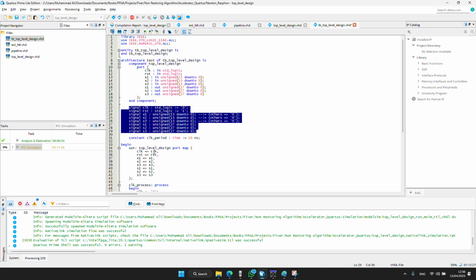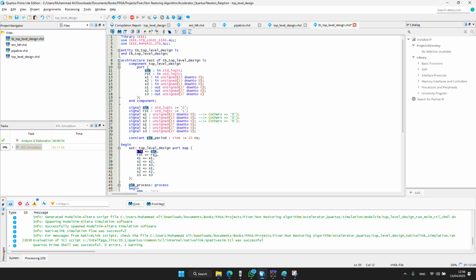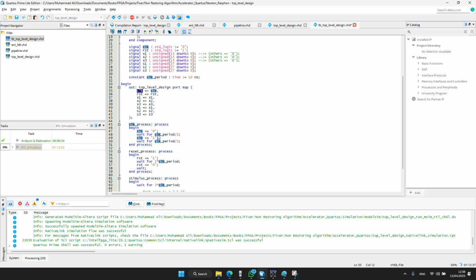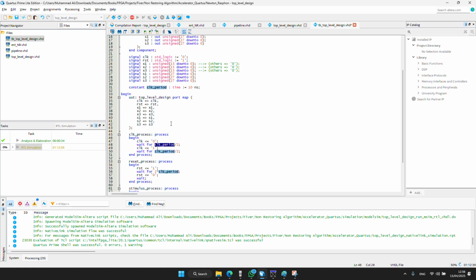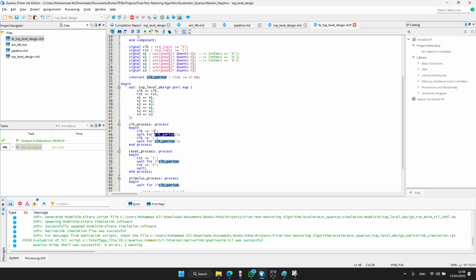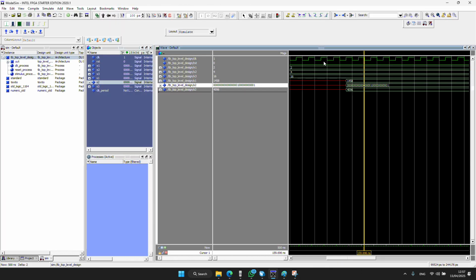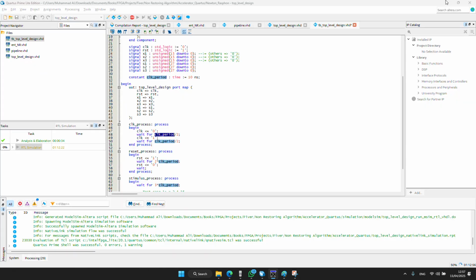Then we connect our test bench to our top level design. This is called the port map. Then we make a clock process. The clock period is 10 nanoseconds, so for half the clock period it will be 0 and for the other half it will be 1. As you can see in ModelSim, it is 0 for half the clock period, and for the next part of the clock period it is 1. So 5 nanoseconds 0, 5 nanoseconds 1.